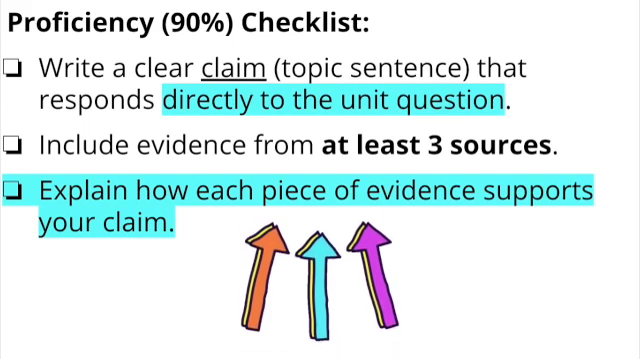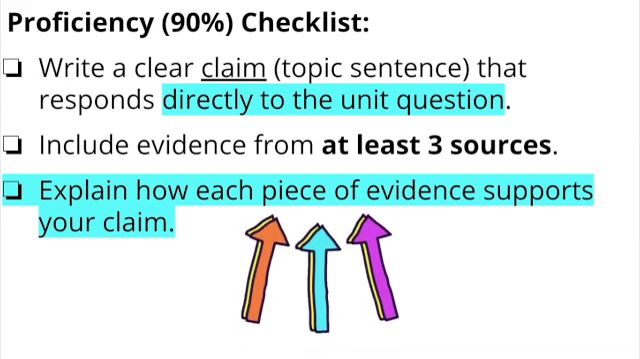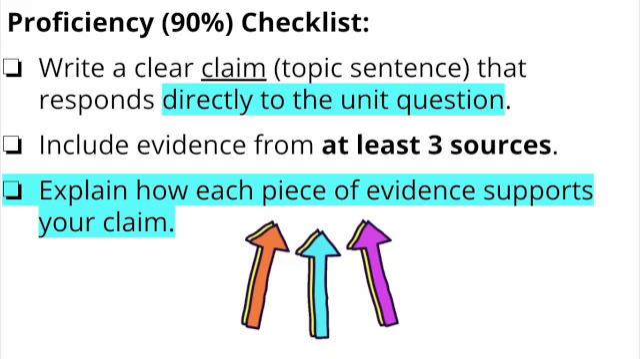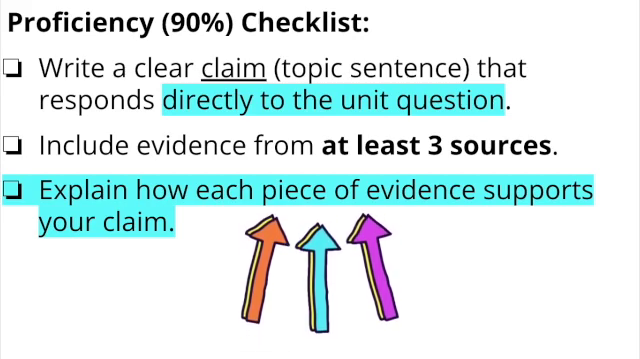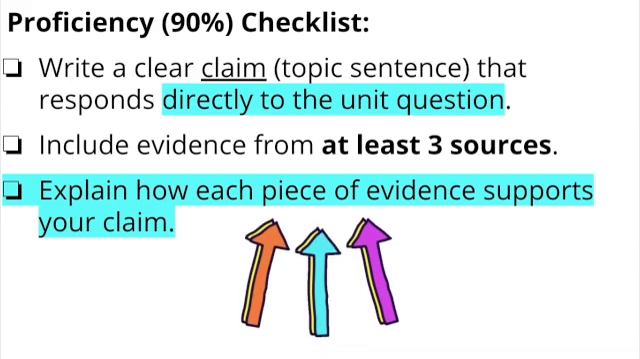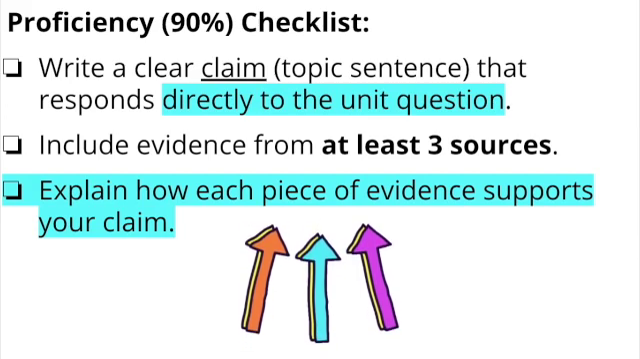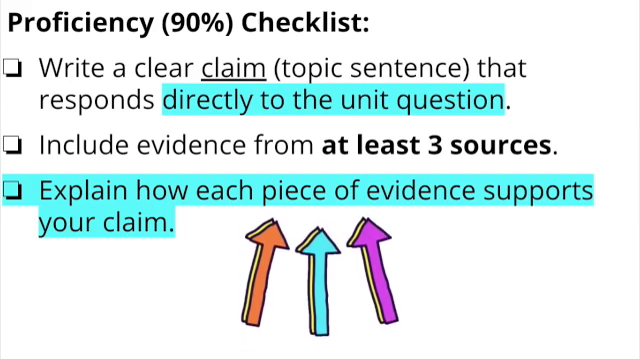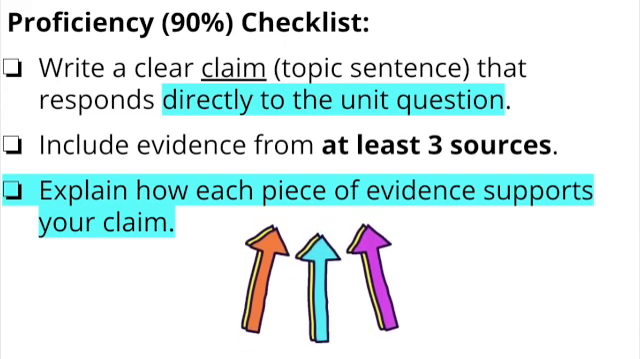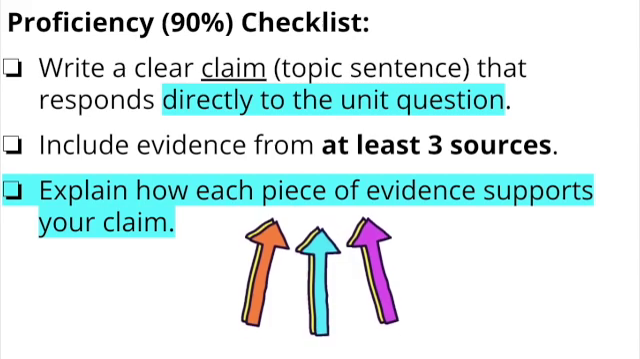To answer the unit question, you need to explain why nonviolent resistance would work better than violent resistance or vice versa. It's not enough to just argue that Indigenous people should resist. Support your claim with evidence from at least 3 different sources, and make sure you explain how each piece of evidence supports your claim. How is this evidence showing that one type of resistance is better than another?